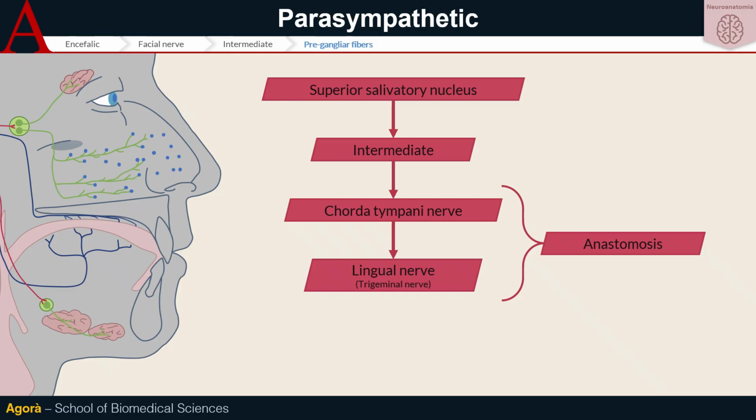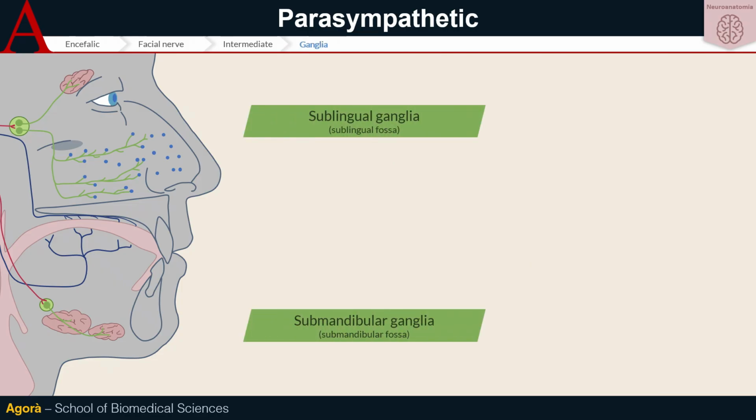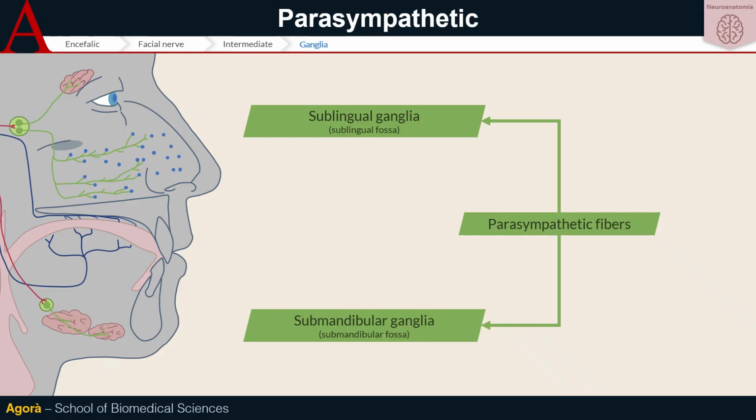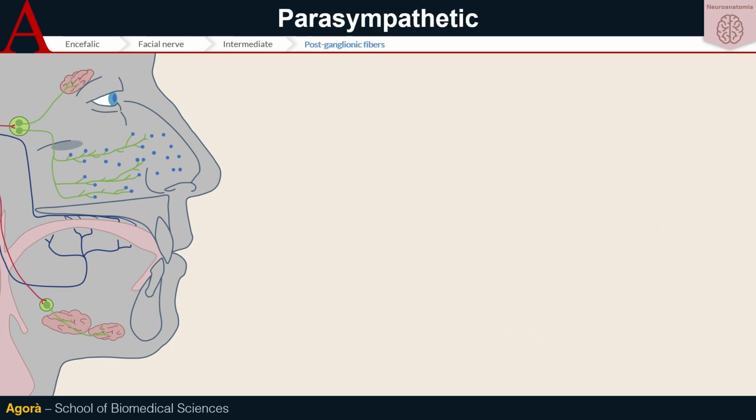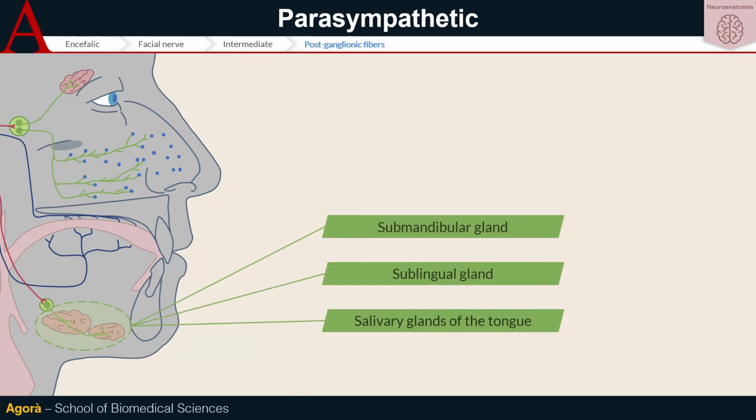From the lingual nerve, fibers head to two different ganglia, the submandibular and the sublingual ganglion. The submandibular and sublingual ganglia, located respectively in the submandibular and sublingual fossae, receive only the preganglionic parasympathetic fibers by the lingual nerve. The resulting postganglionic fibers head to the submandibular and sublingual glands, as well as the salivary glands of the tongue, thereby controlling their secretion.